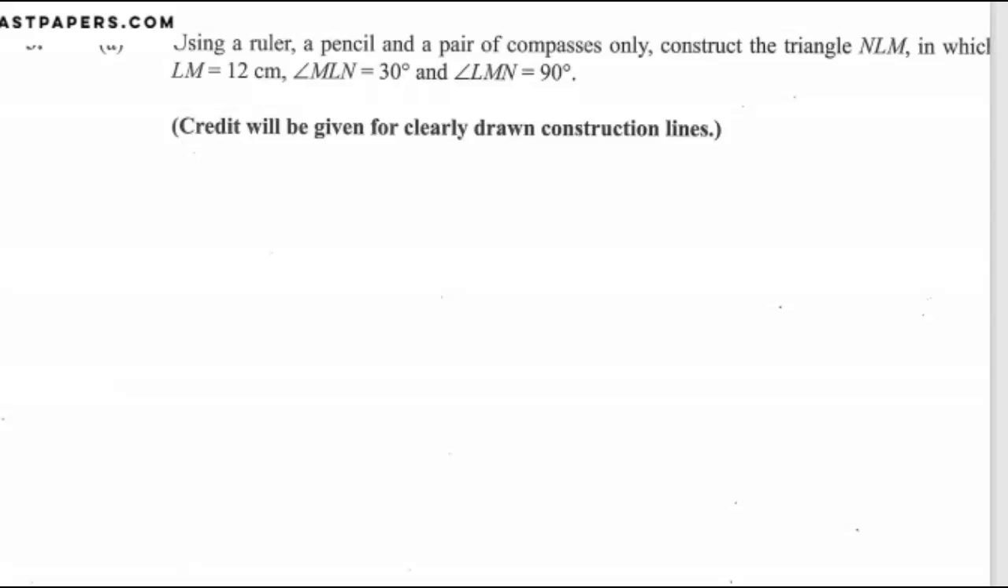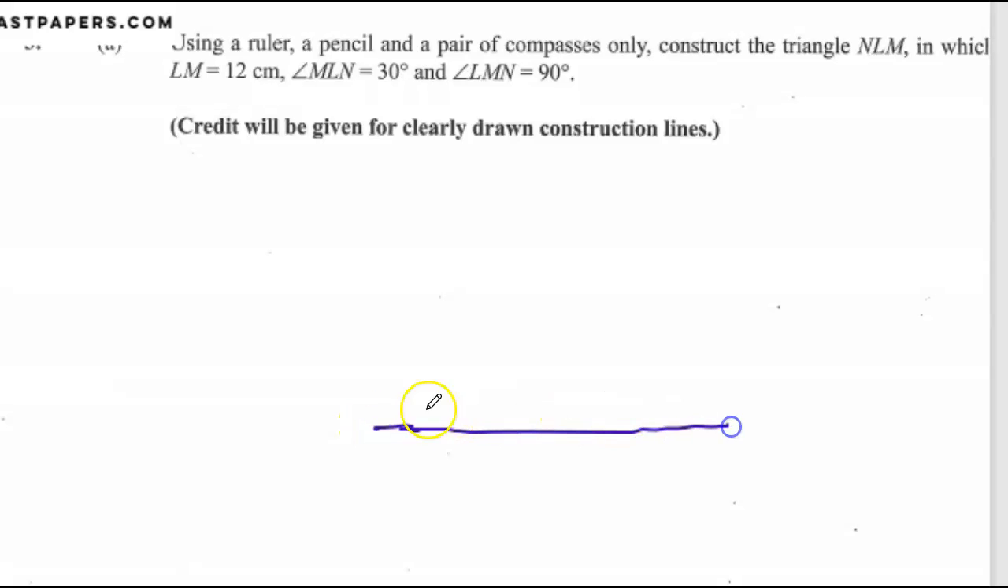So use a ruler and a pair of compasses, construct triangle NLM, within which LM, and of course, let me just demonstrate how you would sketch this triangle. So LM, draw a straight line, of course. And you measure from 0 to 12 on your ruler. From 0 to 12, I'm just doing a sketch here. LM, so L, M, and you ensure that the length is 12 centimeters. Alright? Of course, you measure from 0, so 0 to 12 on your ruler and a pencil.